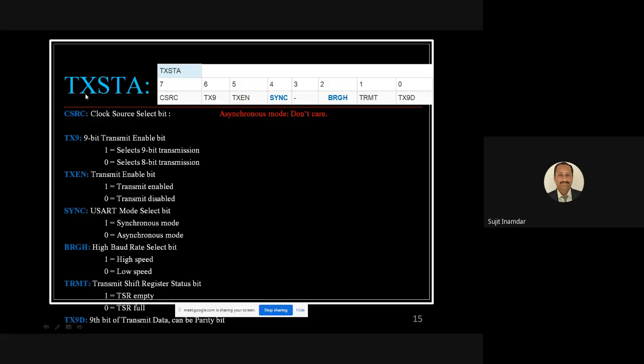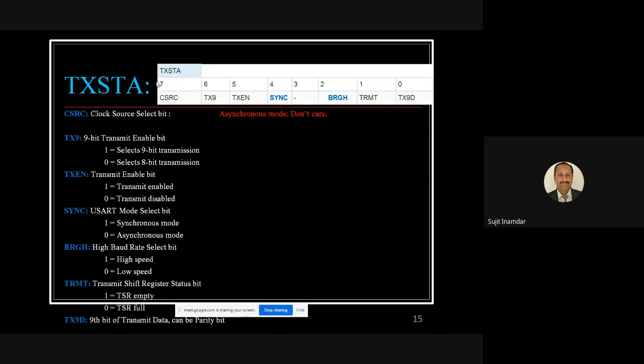That is TXSTA, जे transmitterचं status control register. So it is having the 8 bit. In that the fields are there. So bit 3 is not used. So what is this? Each bit is having the different functions, special functions.